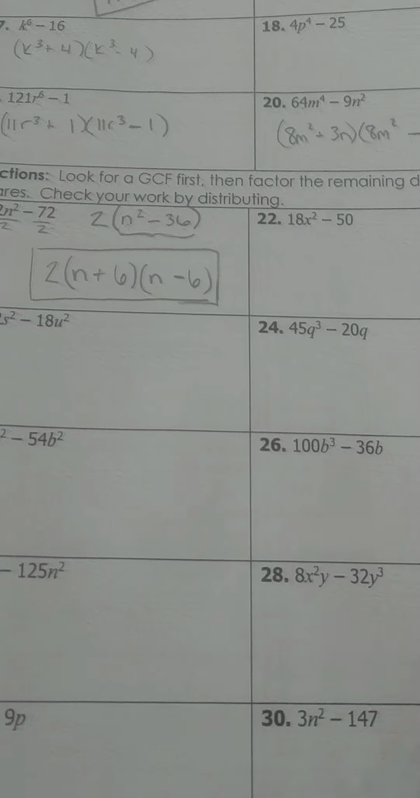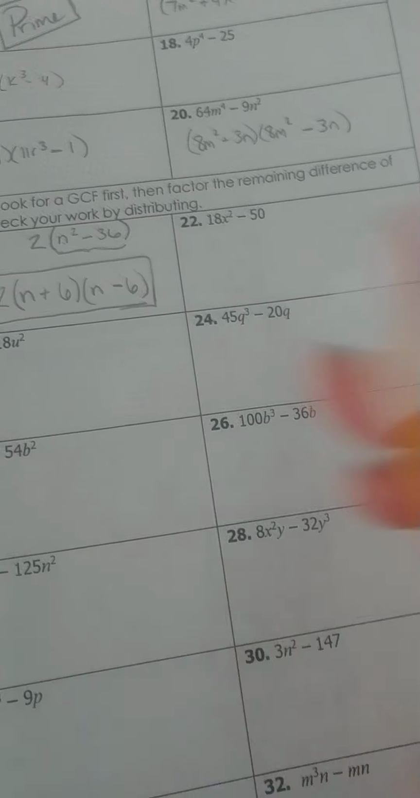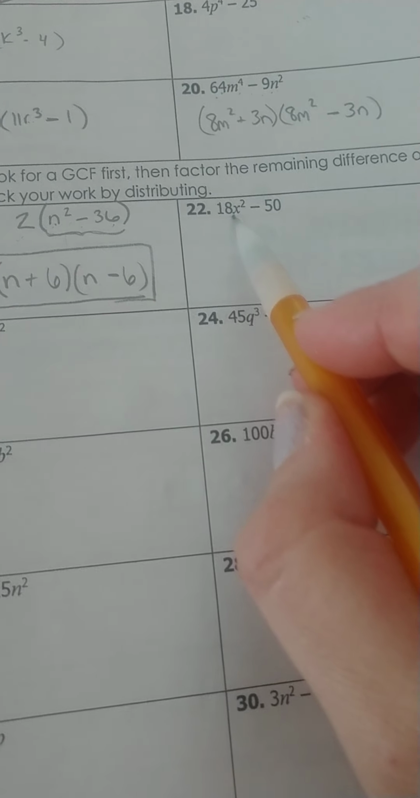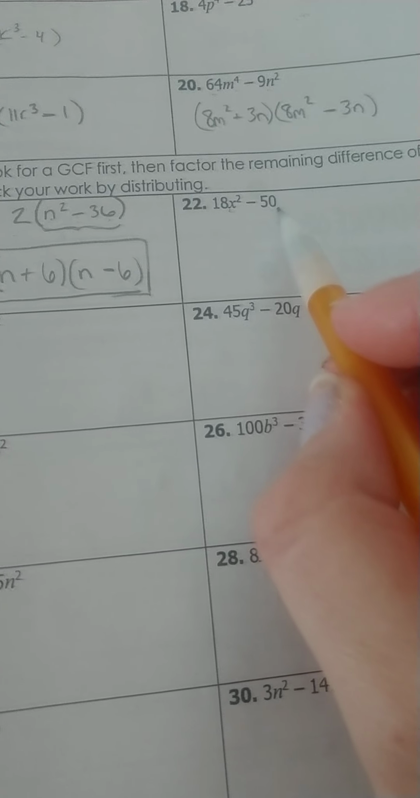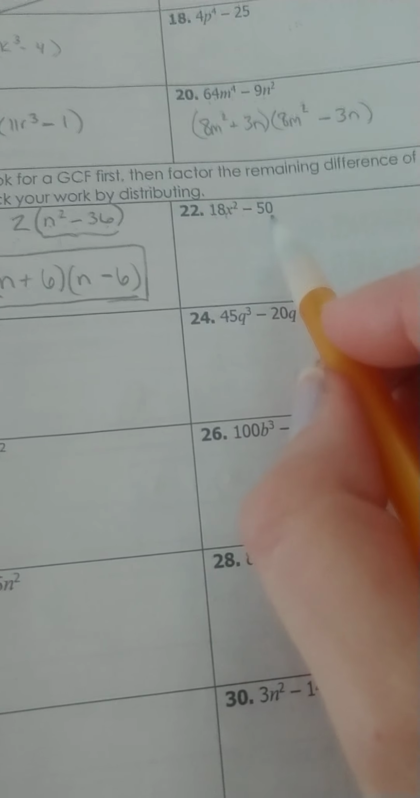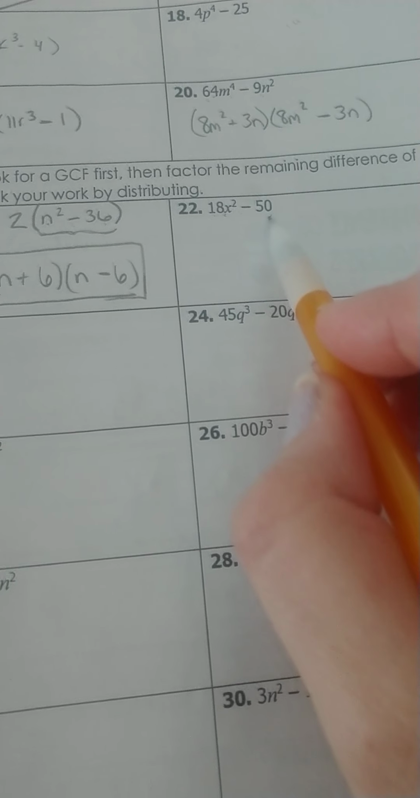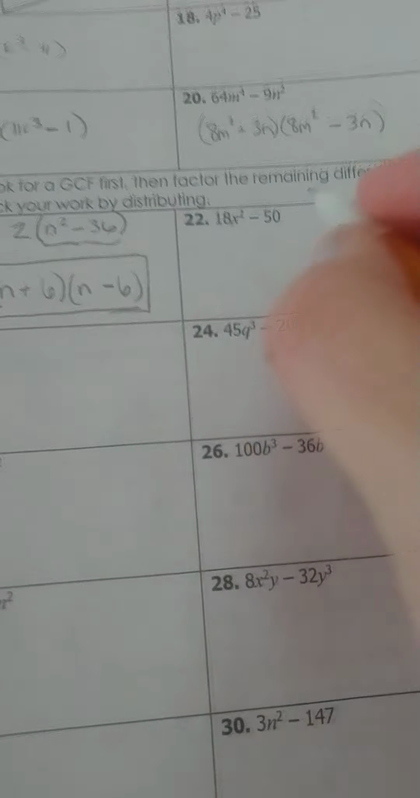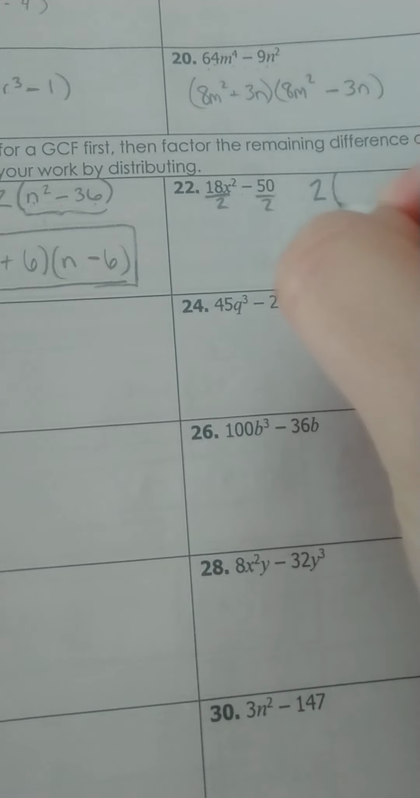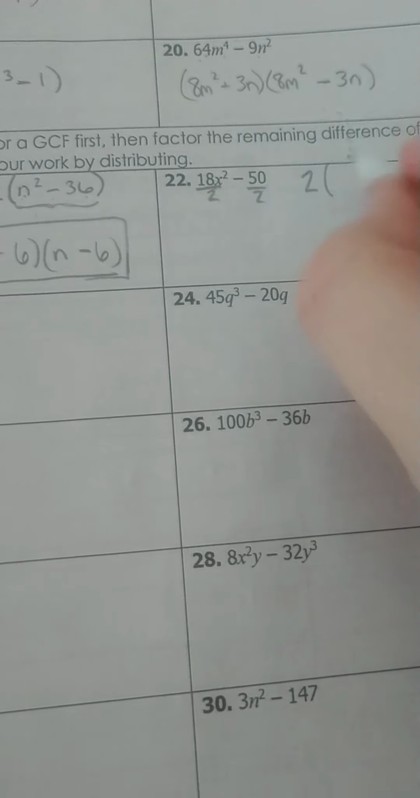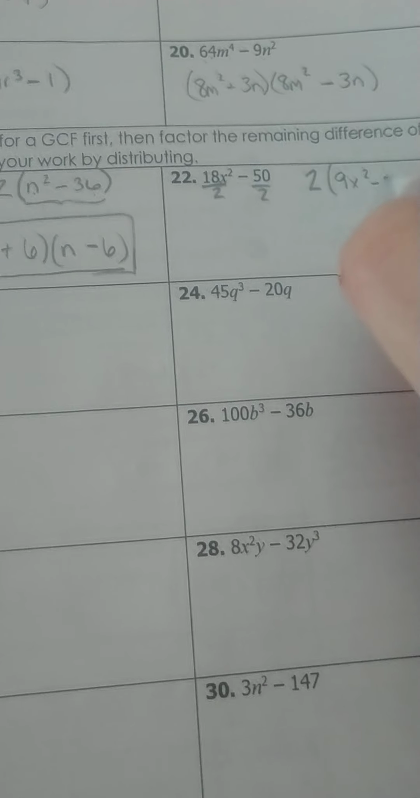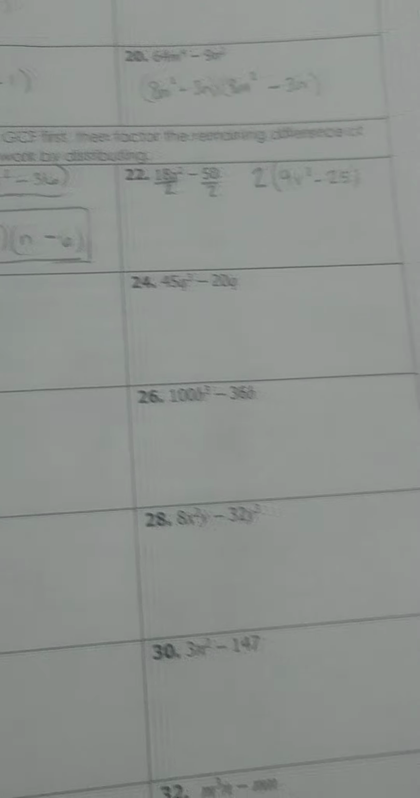Okay? So number 22. Perfect square? No. Perfect square? No. Subtraction sign? Yeah. So we have to look at our numbers, 18 and 50. What do 18 and 50 have in common? Well, again, they have a 2. So divide both of those by 2, put our 2 out front. 18 divided by 2 is 9, so that's 9x squared minus, what's 50 divided by 2? Well, that's 25.